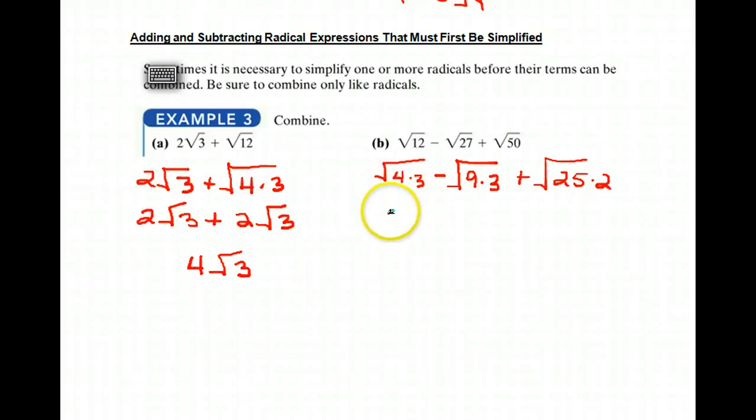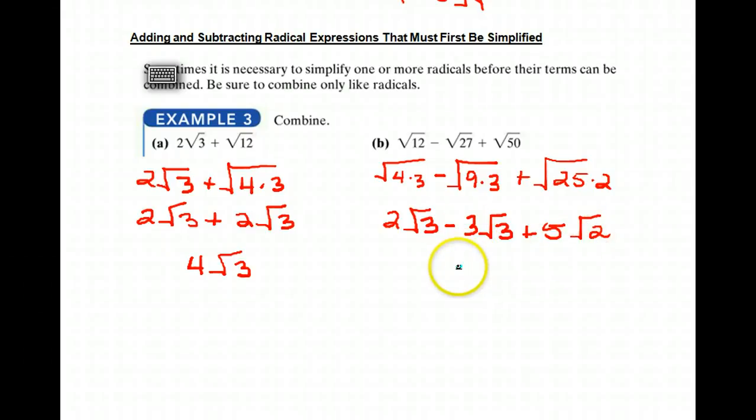So the square root of 4 is 2, so that leaves us with 2 root 3 minus the square root of 9 is 3, so that leaves us with 3 root 3, and the square root of 25 is 5, so that leaves us with 5 square root 2. At this point, we can combine our radicals because we have 2 terms that are like radicals. So 2 minus 3 makes negative 1 root 3 plus 5 square root 2.